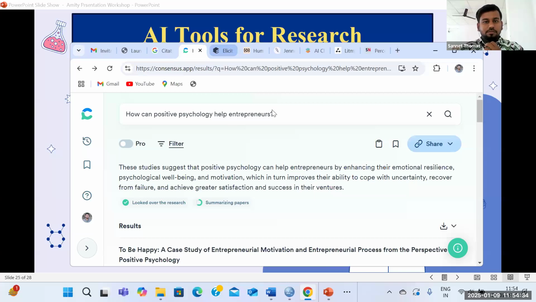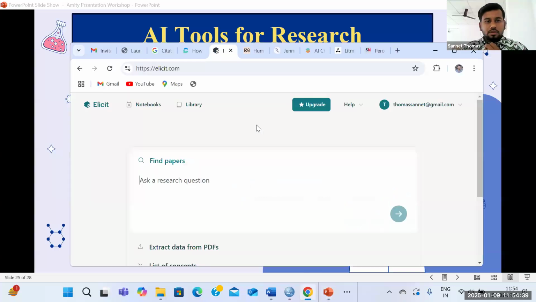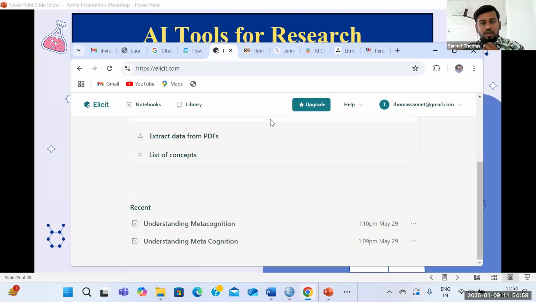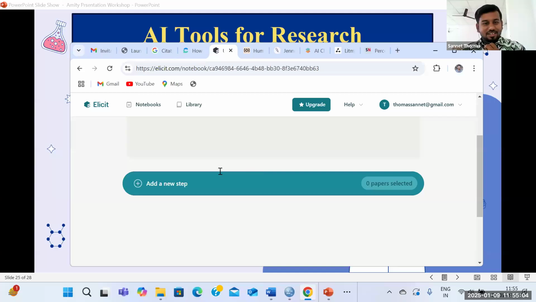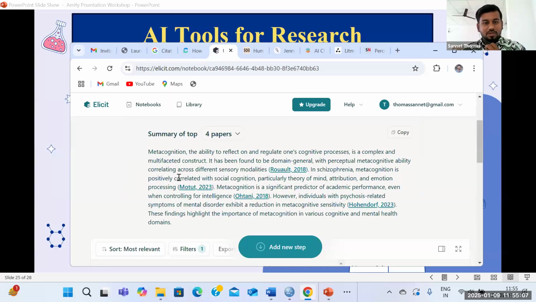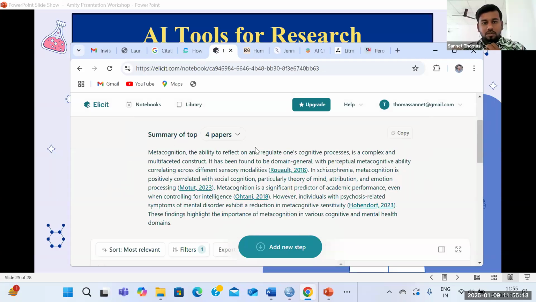Second one is Elicit. Elicit is basically for doing the systematic review. What is metacognition? What are the components? So Elicit will give an idea. My internet connection is unstable, it shows like that. So you can see the summary of this topic, understanding metacognition. So it gave me a summary of this topic.